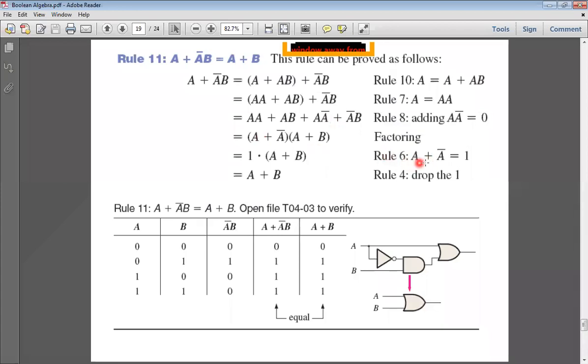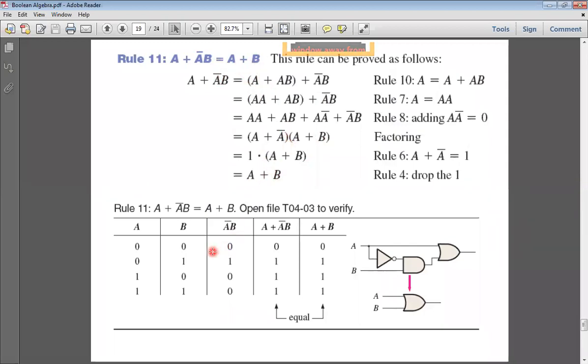A plus A bar is, rule 6 says A plus A bar equal to 1. So this term becomes 1 dot A plus B. 1 dot A plus B is A plus B itself. So rule 4 says 1 dot some variable, 1 dot A, you can drop that 1, and what comes out? That variable. So what is the variable here? A plus B is the variable. So it comes like this, A plus B. So finally A plus A bar B is equal to A plus B. Here we have used normal rules to prove this, to get this A plus B.